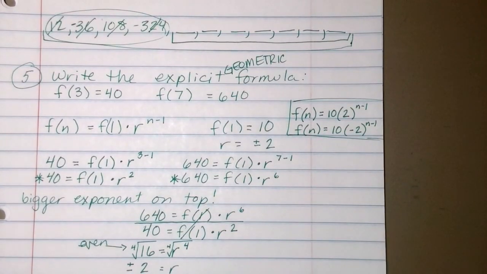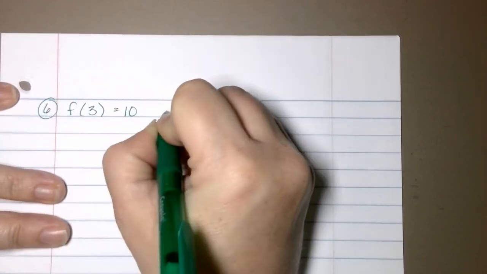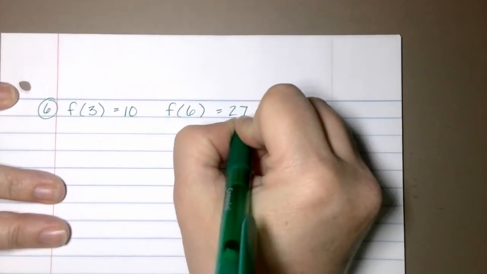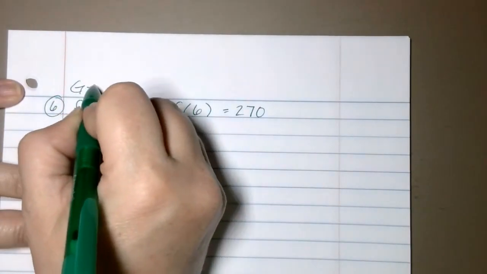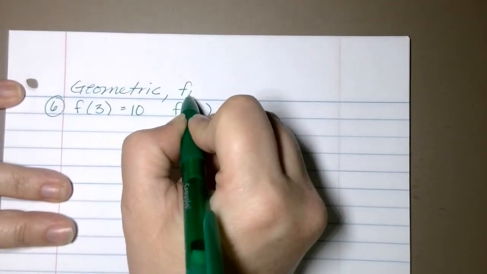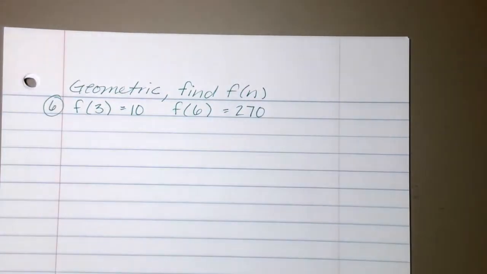So? All right, let me do one more of those with you. Hopefully it turns out a little bit nicer, but if it doesn't, we'll deal. So we'll call this our last one, number 6. f of 3 is equal to 10, and f of 6 is equal to 270. So again, this is geometric. Find f of n. So I'm going to give you a minute to work through that and see what you can do with it, okay?